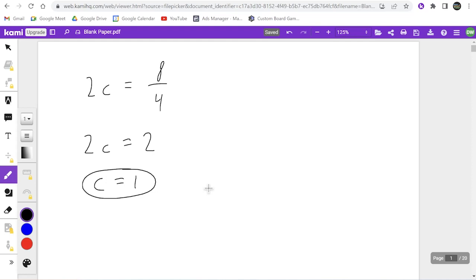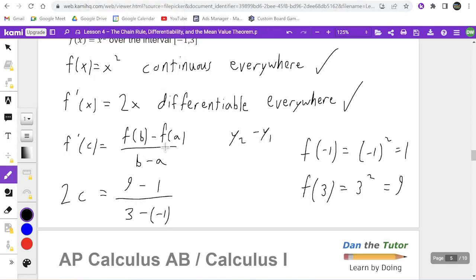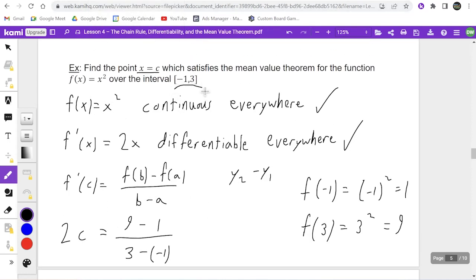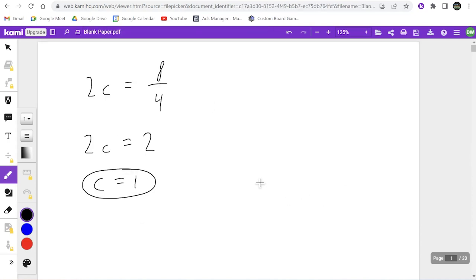technically you can have more than one answer, but if you ever had 2 answers or 3 answers or whatever, you got to make sure all your answers are within your bounds. What were my bounds? -1 to 3. Is 1 in between -1 and +3? The answer is yes, of course it is. So make sure you're checking your answers there.